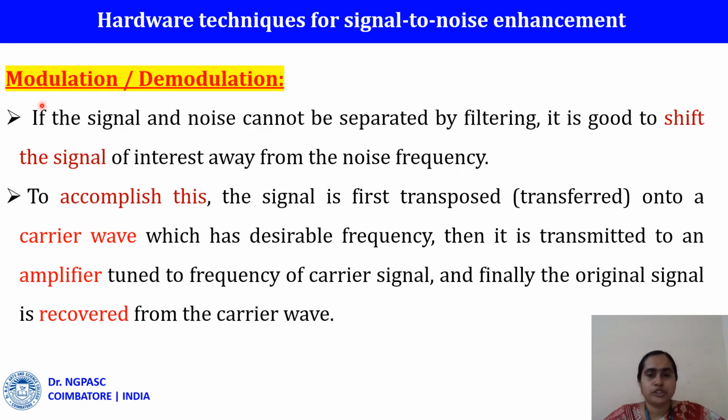The next method is modulation and demodulation. If the signal and noise cannot be separated by the filtering method, it is good to shift the signal of interest away from the noise frequency. To accomplish this, the signal is first transposed onto a carrier wave, which has a desirable frequency. Then it is transmitted to an amplifier tuned to the frequency of the carrier signal, and finally the original signal is recovered from the carrier wave.